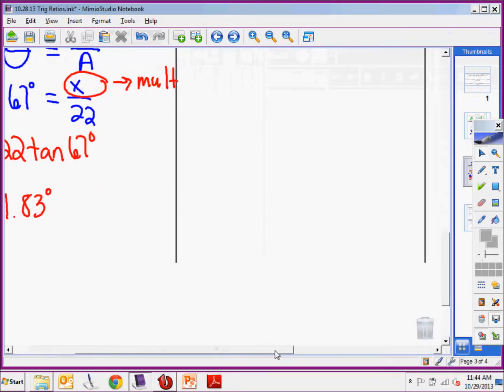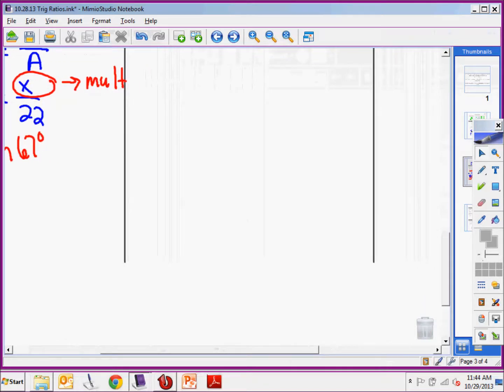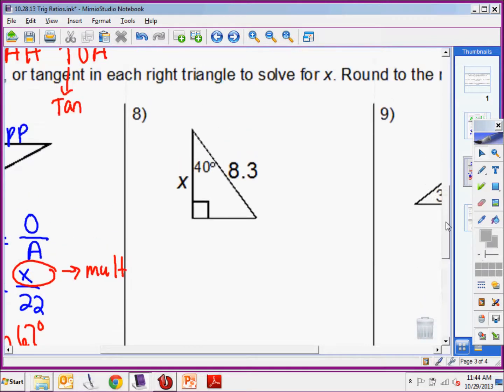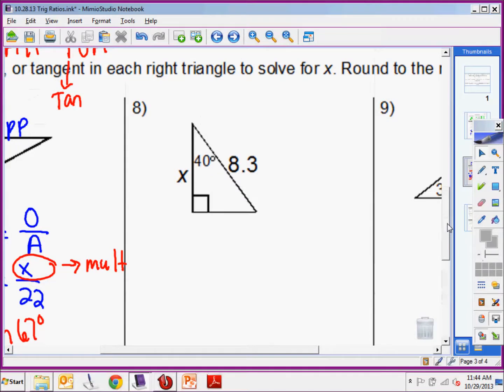Your calculator is off, like it died. No, I put in the same one you just did, and it gave me 36 point something. Did you put the degree symbol? There we go. Look at that, problem solving.